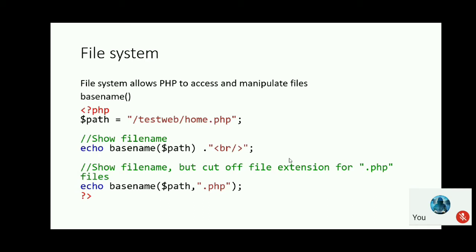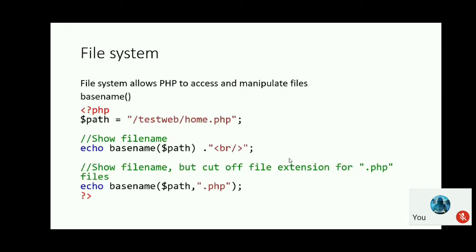Now I have a path called testweb/home.php. Okay, in this, I want to extract the file name here. You all know that the file name here is home.php. But first, let's understand how to extract a file from a path, called home.php. Now you have to extract it.